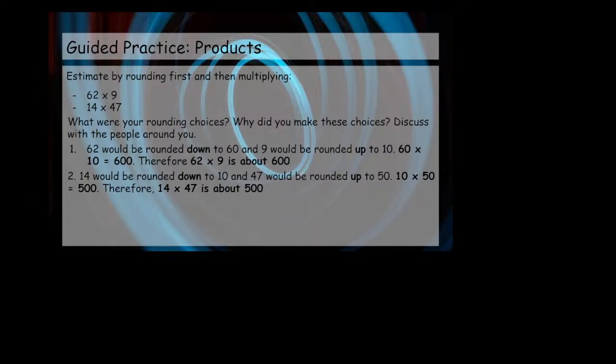Next, 14 would be rounded down to 10 because 4 is less than 5, and 47 would be rounded up to 50 because 7 is greater than 5. 10 times 50 equals 500. We multiplied 14, which became 10, and 47, which became 50. We multiplied 10 and 50 to get 500. Therefore, 14 times 47 would be about or approximately 500.